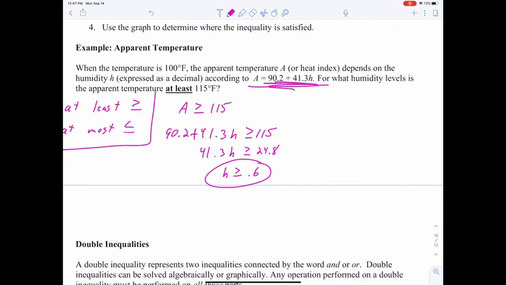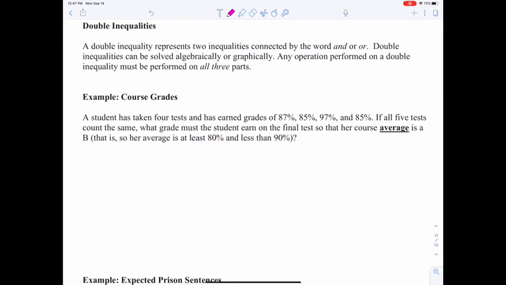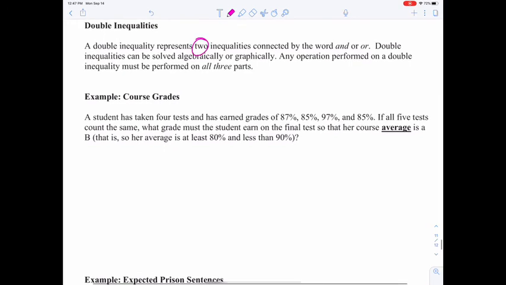All right, and then we have something called double inequalities. So a double inequality represents, go figure, two inequalities connected by the word and or. Double inequalities can be solved algebraically or graphically. We're going to concentrate on algebraically here. Any operation performed on a double inequality must be performed on all three parts.